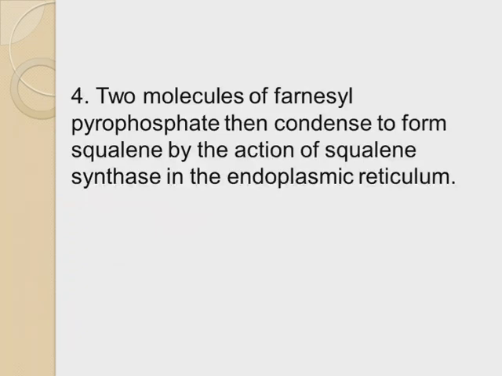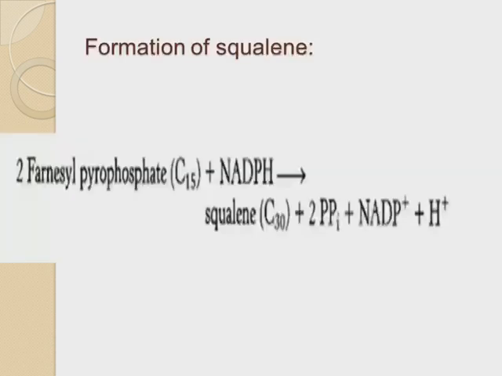2 molecules of farnesyl pyrophosphate then condense to form squalene by the action of squalene synthase in the endoplasmic reticulum. So the formation of squalene needs 2 molecules of farnesyl pyrophosphate to be condensed to form squalene. And this is the formation of squalene from farnesyl pyrophosphate in the presence of NADPH.